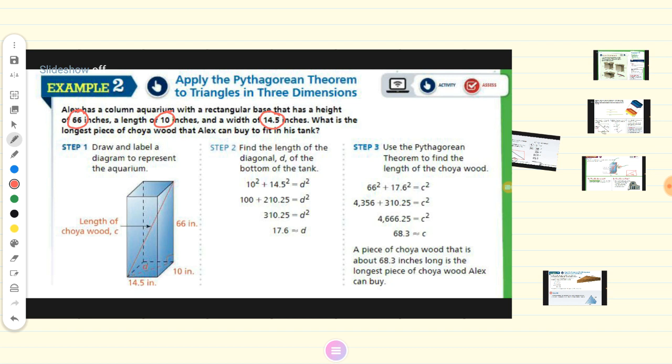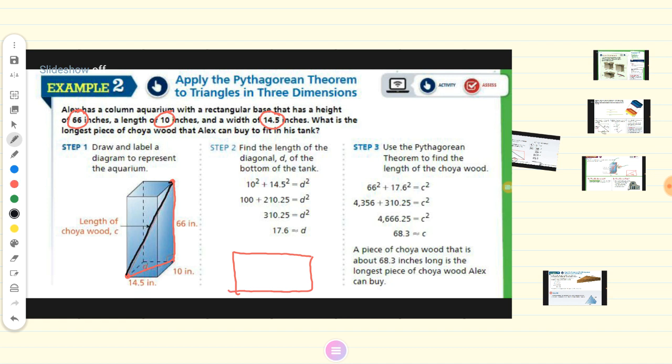As we said before, the longest distance inside the aquarium, or inside the cuboid, is the diagonal between the first vertex and the opposite vertex. We will consider it as a hypotenuse. Where are its legs? The first leg is the height, and the second is the diagonal of the base. The base here is in the shape of a rectangle.